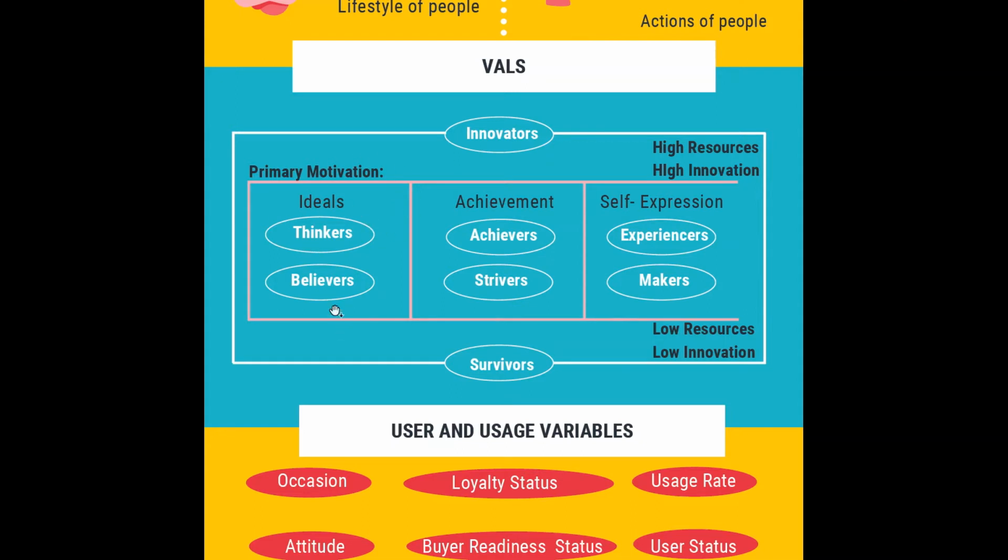Thinker and believer, their motivation is idealistic, they have an ideal mindset. Achiever and striver, their motivation is achievement, for goals, for tournaments, something like that. The last one, experiencer and maker, their motivations are self-expression: what makes them feel good about themselves. Innovator and survivor do not live in these kinds of motivations.